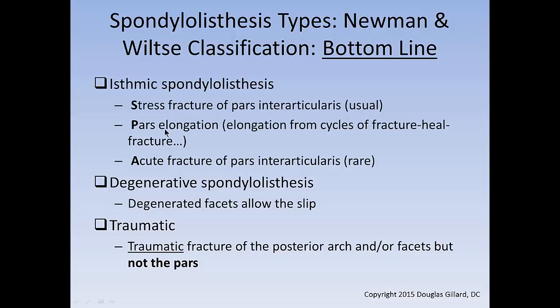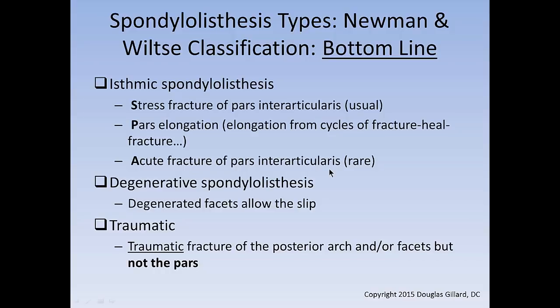Now you may have a pars elongation. So what is that? It's still an isthmic spondylolisthesis that has healed. Remember, we saw a couple examples of that in the first part of this lecture on spondylolysis. Might be just sclerosis there, but especially in an athlete who has hurt their back over and over again, each time it heals, the pars gets a little bit longer and a little bit longer, and that is a pars elongation.